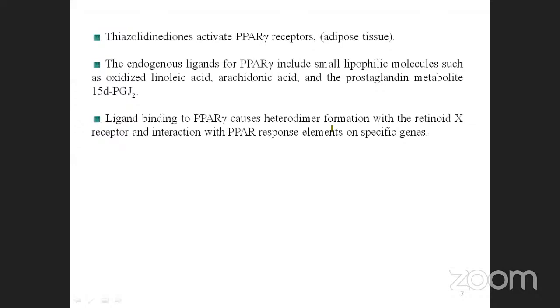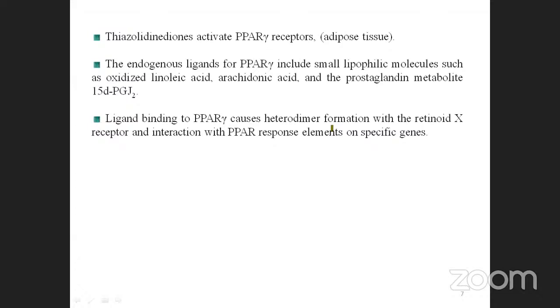Got it? So ligand binding to PPAR gamma causes heterodimer formation with the retinoid X receptor, meaning PPAR gamma is a receptor that again triggers another receptor, called the retinoid X receptor. We know GPCR, ion channel receptor, tyrosine kinase receptor and nucleic receptor. There are different kinds of GPCR, for example serotonin GPCR, and GPCR from the adrenergic system. So different systems, different ligands, have different kinds of receptors.